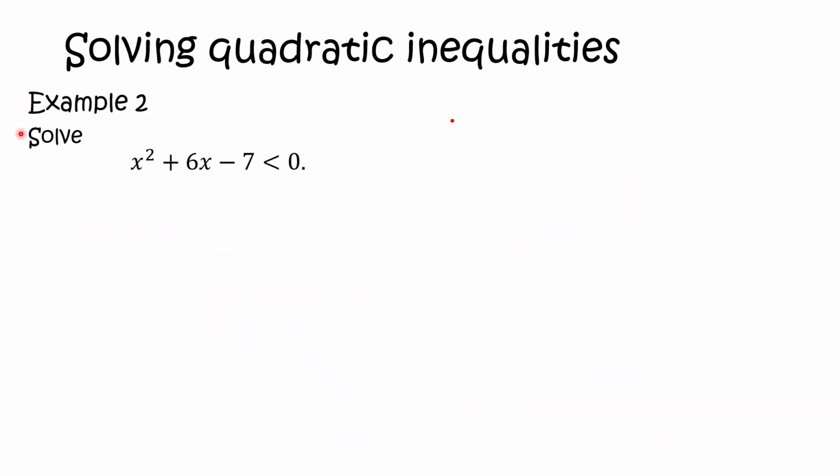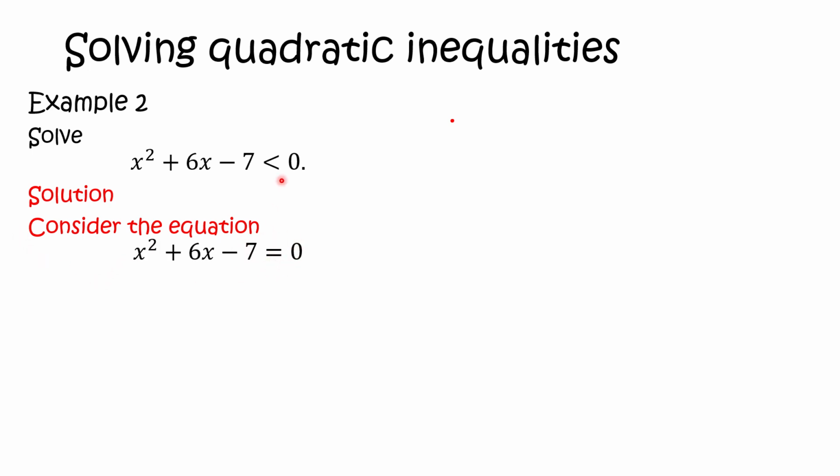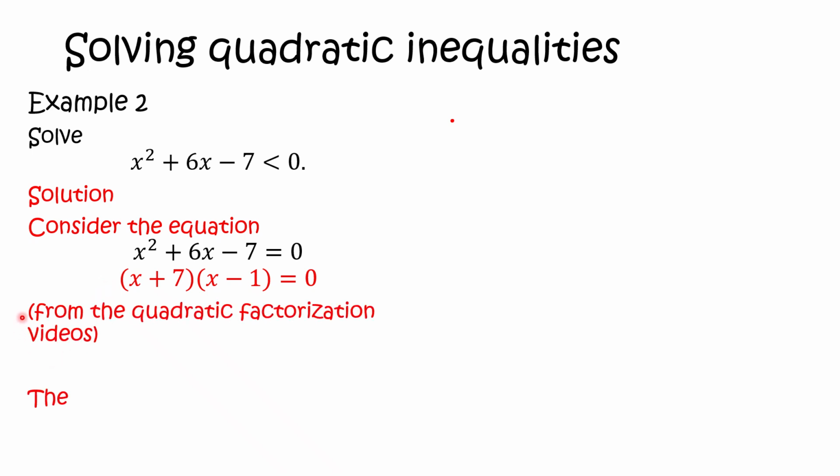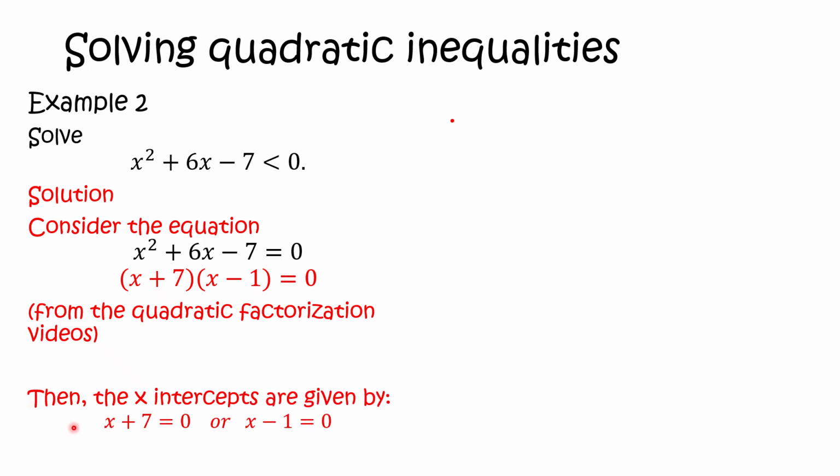Example 2. Solve x squared plus 6x minus 7 is less than 0. The solution. We consider the equation. So remember, we drop the inequality and place an equal to so that we get that when factorized, (x plus 7)(x minus 1) is equal to 0. That's from the quadratic factorization video. Then the x-intercepts are given by x plus 7 is equal to 0 or x minus 1 is equal to 0, implying that x is equal to minus 7 or x is equal to 1.